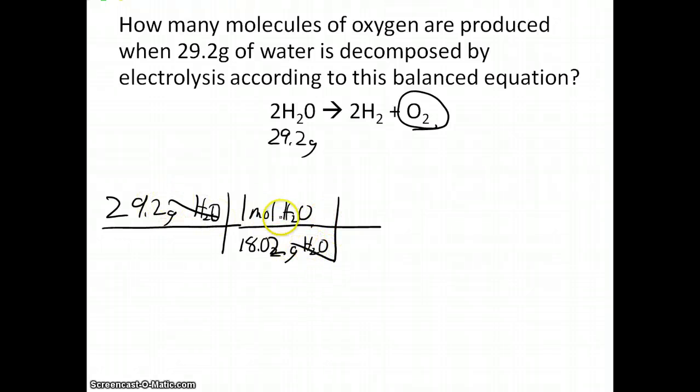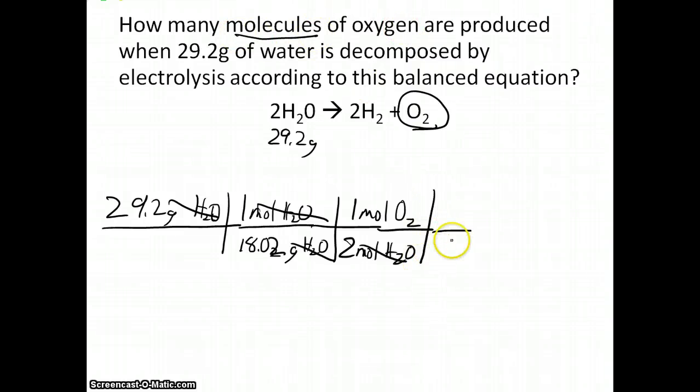We're in moles, so that means we use our mole-to-mole ratio. Go back to your mole map if you need confirmation on that. For every 2 moles of H2O, we produce 1 mole of O2. So moles of H2O is canceled. Are we done yet though? No, because it's asking for how many molecules. For every 1 mole of O2, we're going to have 6.02 times 10 to the 23rd molecules.